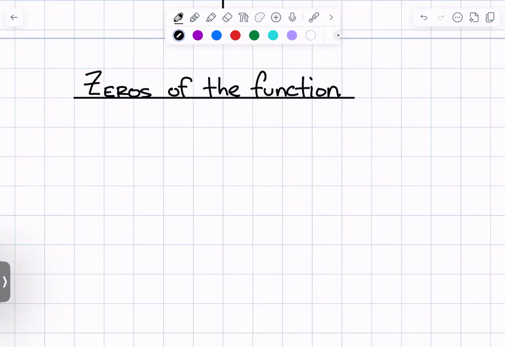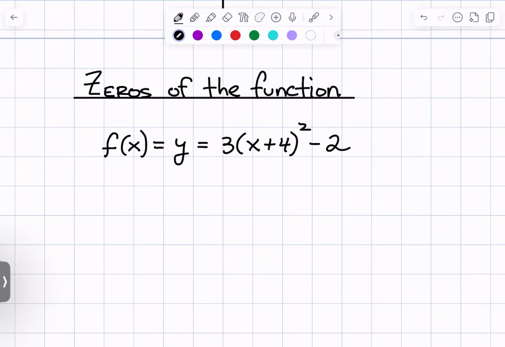So welcome back. This is the second lesson of graphing quadratics. So just a quick review of what we did the last lesson. We graphed quadratics using vertex form. So something like this, we graph f of x equals y is equal to 3 times (x plus 4) quantity squared minus 2.